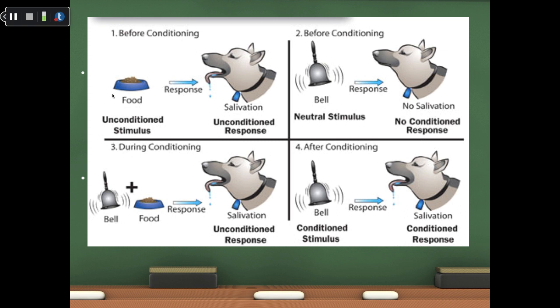So these are the terms that you need to know. The food is the unconditioned stimulus. So this is a natural stimulus that produces a reaction, a response. The salivation is the unconditioned response. So salivation is the natural response to food. The bell is a neutral stimulus. It does not produce the natural response to food.